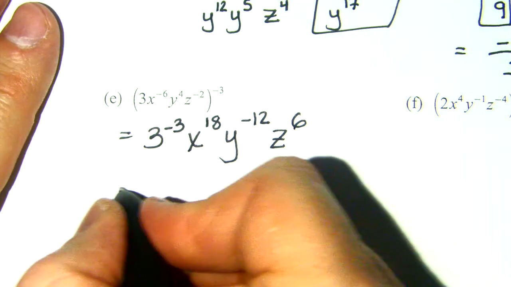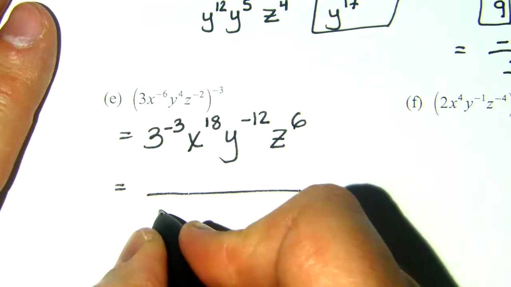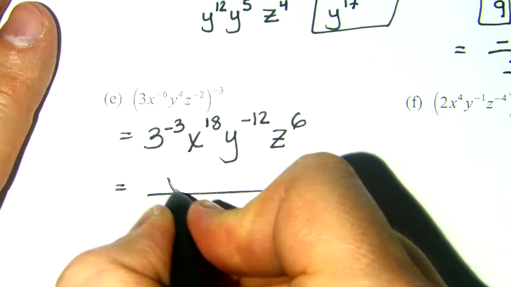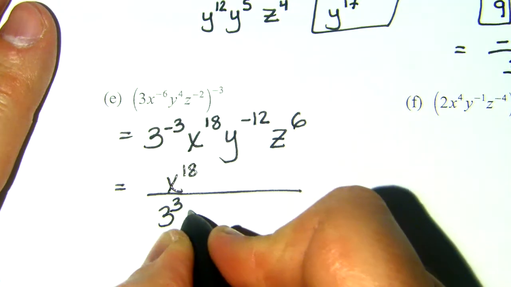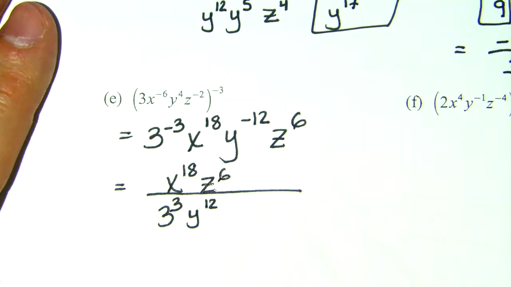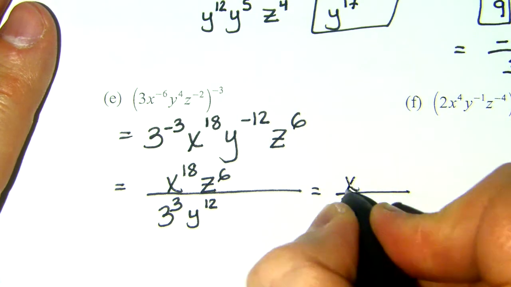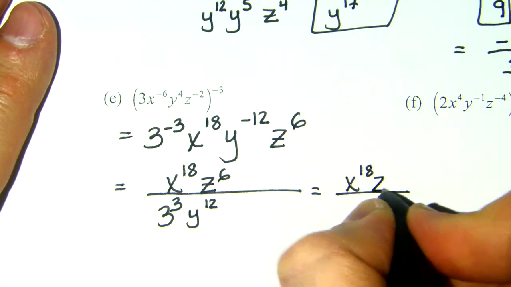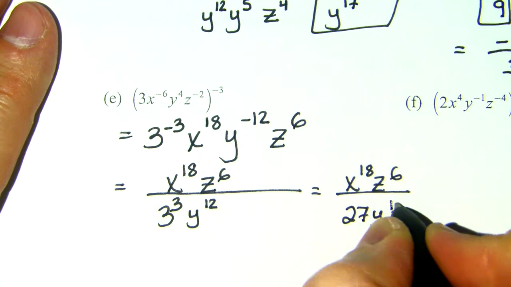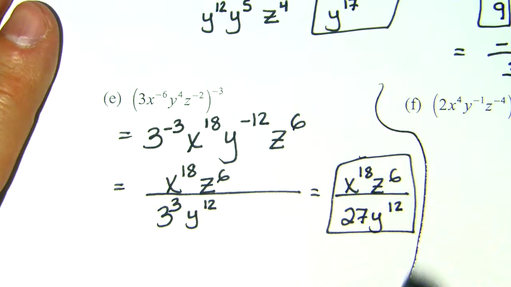We're then going to move things. That 3 to the negative 3 will become a 3 to the 3rd in the denominator. X to the 18th will stay. Y to the 12th will move. Z to the 6th will stay. Finishing this off, I'm going to say x to the 18th, z to the 6th, over 27, y to the 12th. And that's my answer over there.